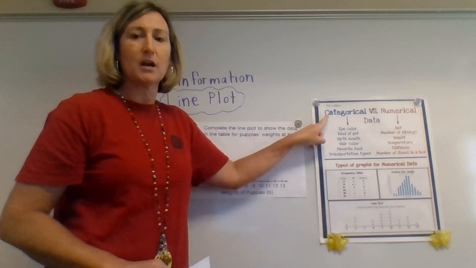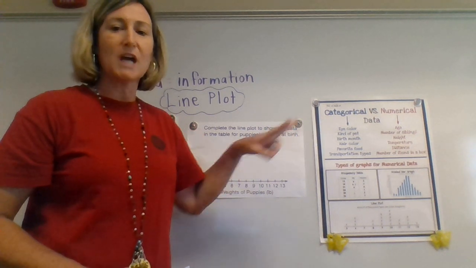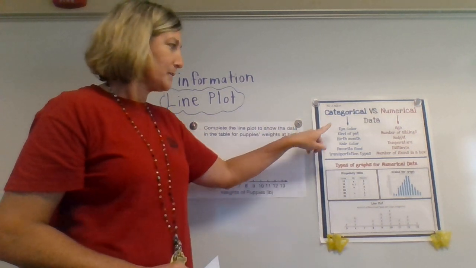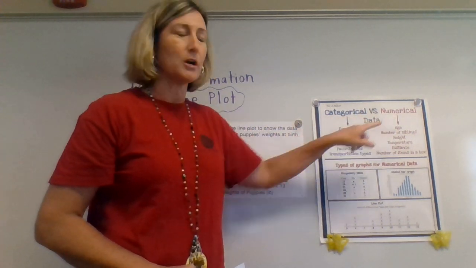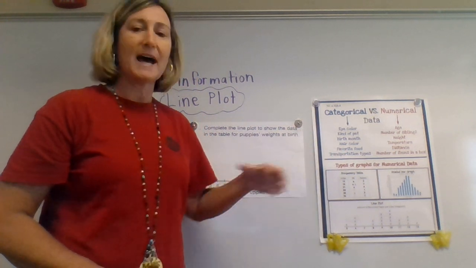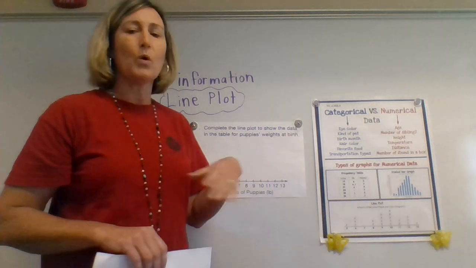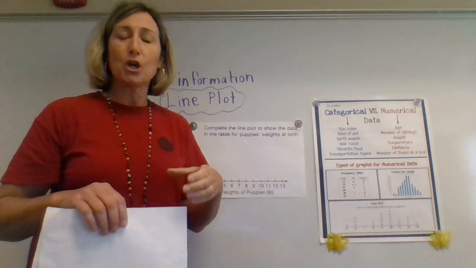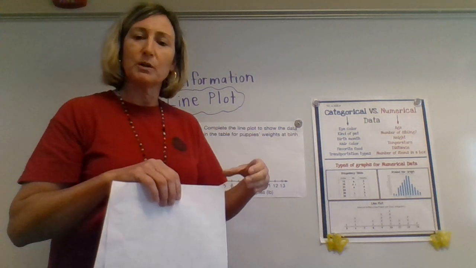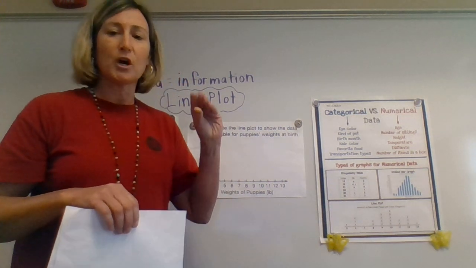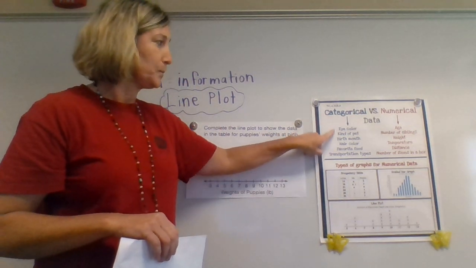But let's have a quick reminder of the two types of data that we talked about, categorical and numerical. Categorical data is in categories or in groups. If I said, what is your eye color? That would go in a group of brown eyes, blue eyes, green eyes. It is answered with words, okay?